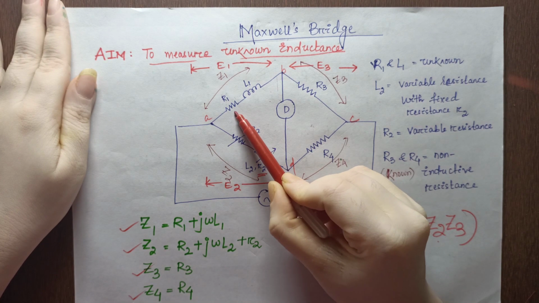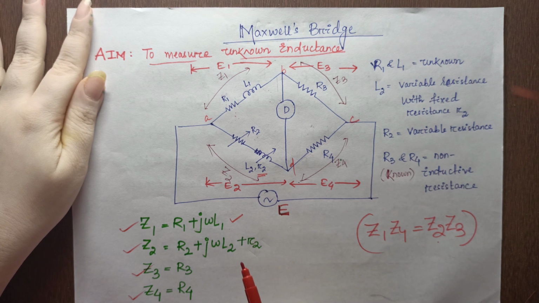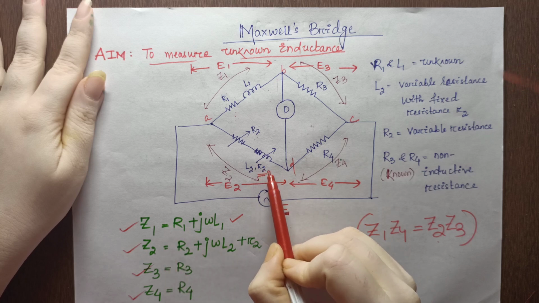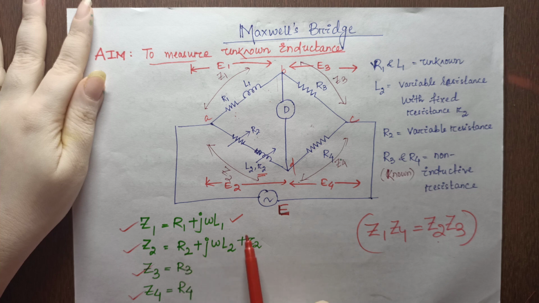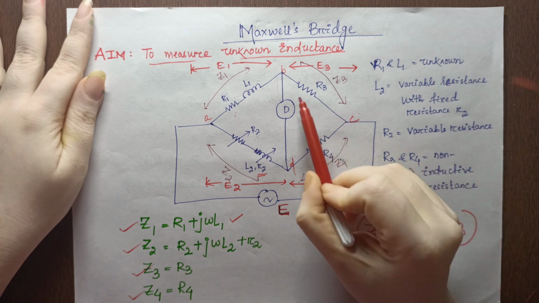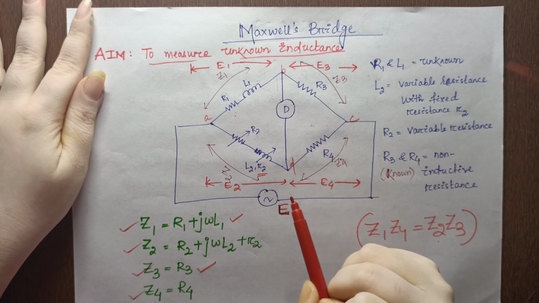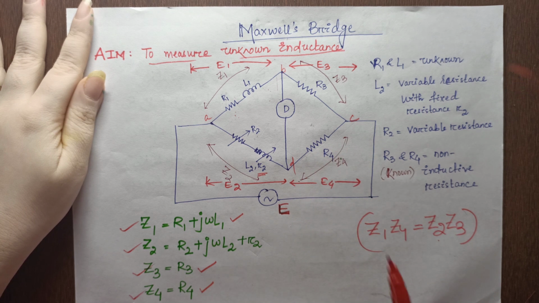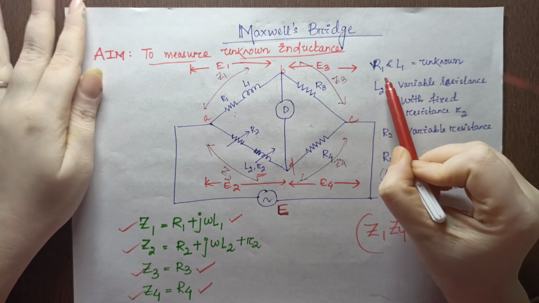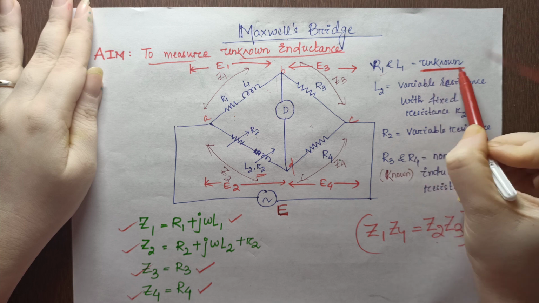So Z1 is R and L, so it can be written as R1 plus j omega L1, as we discussed in the last video. Similarly Z2 is R2, and since there is also a small r2 present in series, it is R2 plus small r2 plus j omega L2. Similarly Z3 is purely a resistor, so R3, and Z4 is also a purely resistor, that is R4. So let's just see what these terms are. R1 and L1 are unknown values.